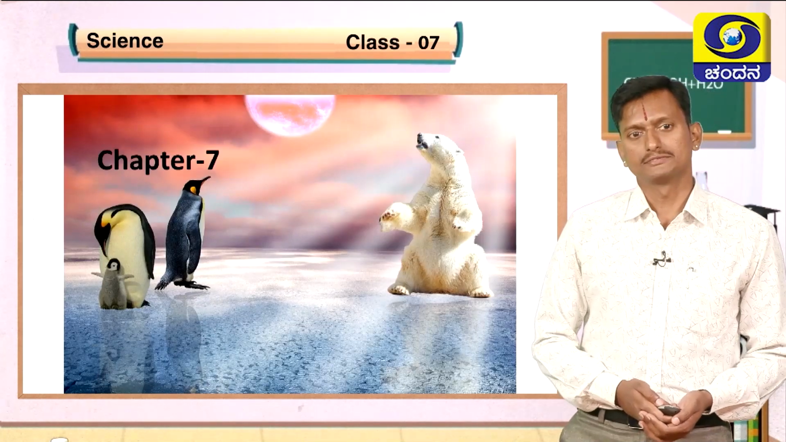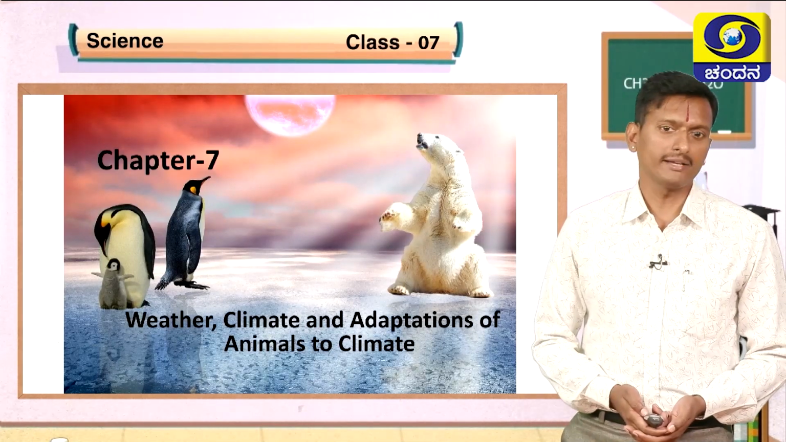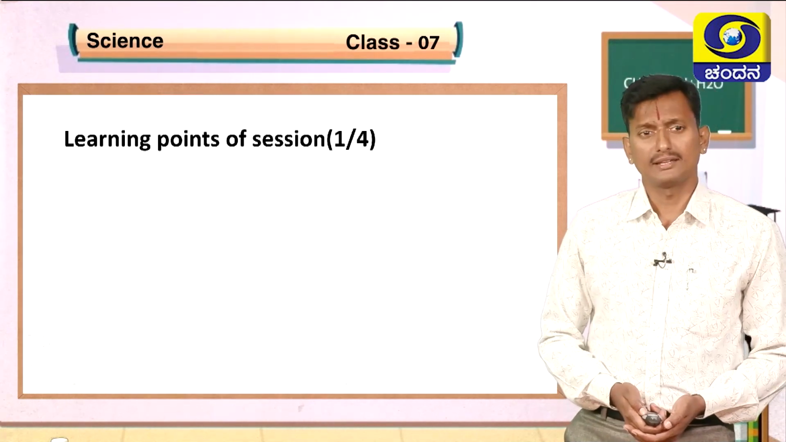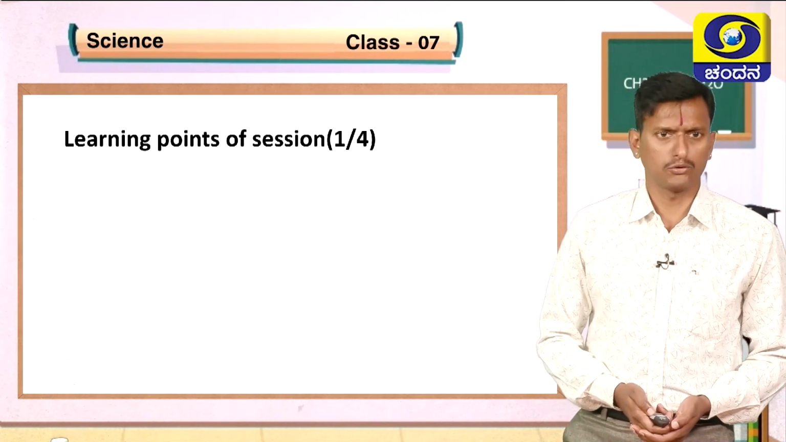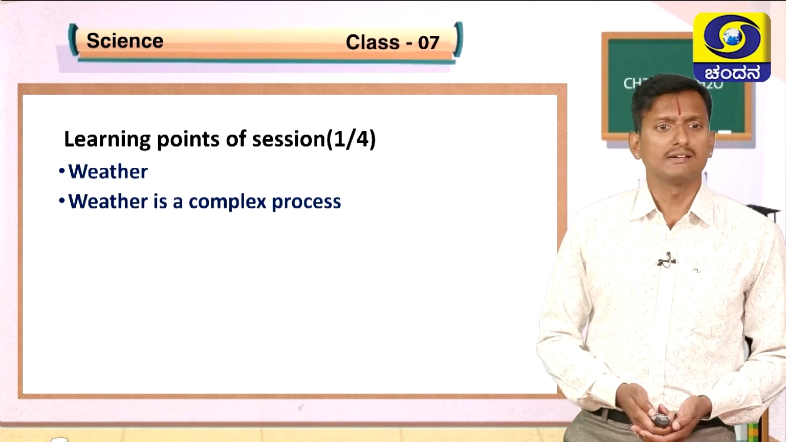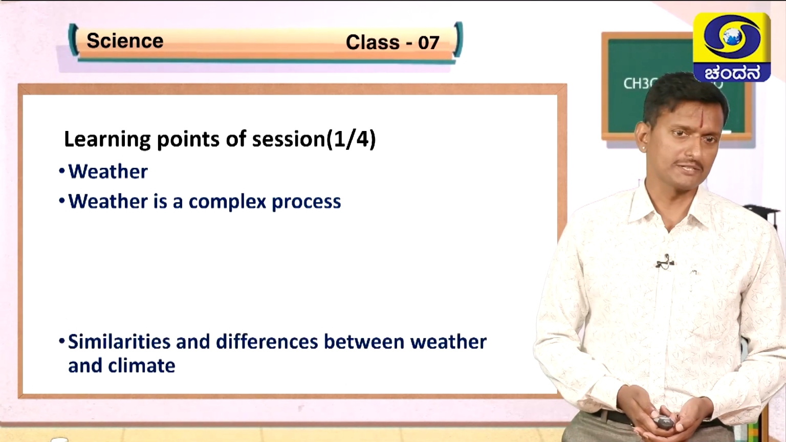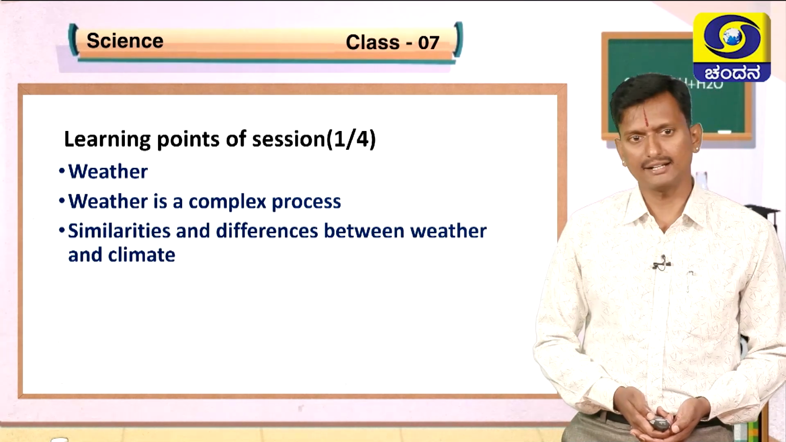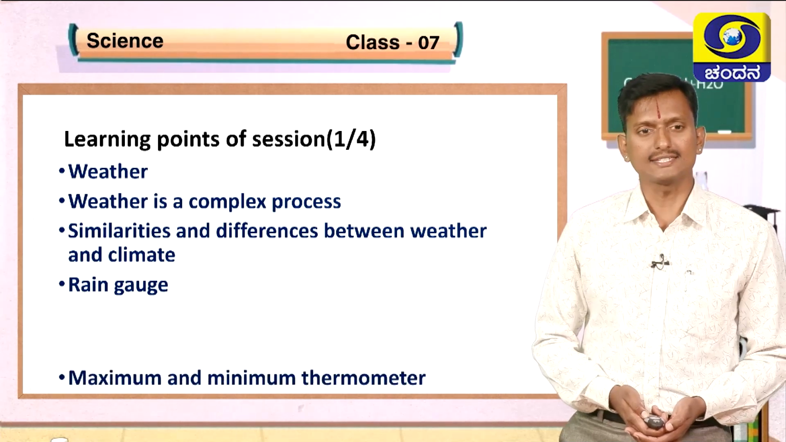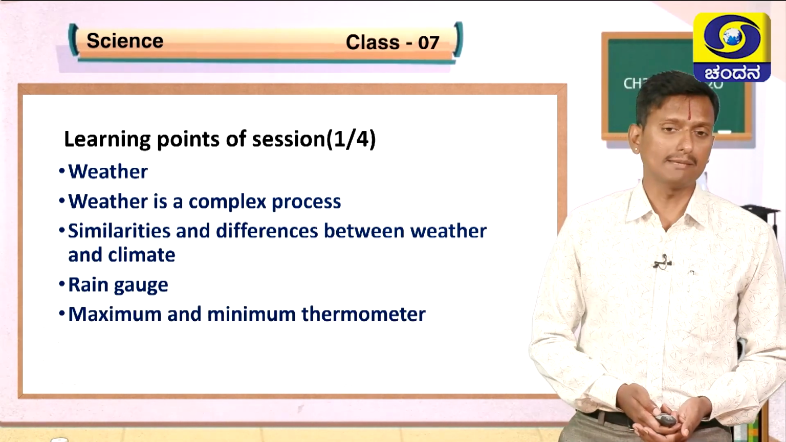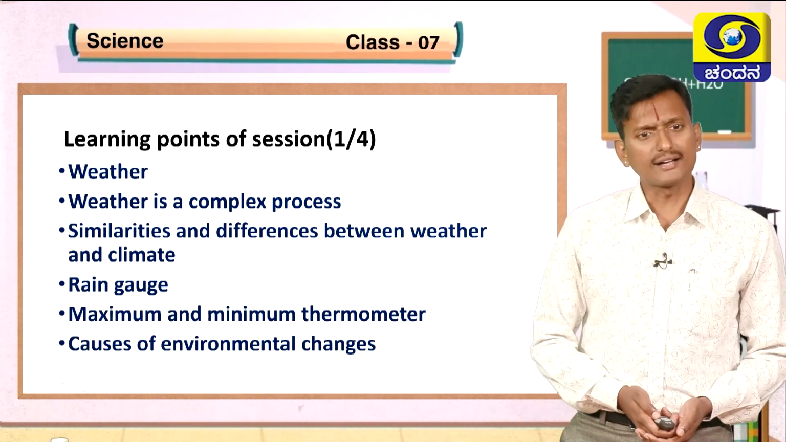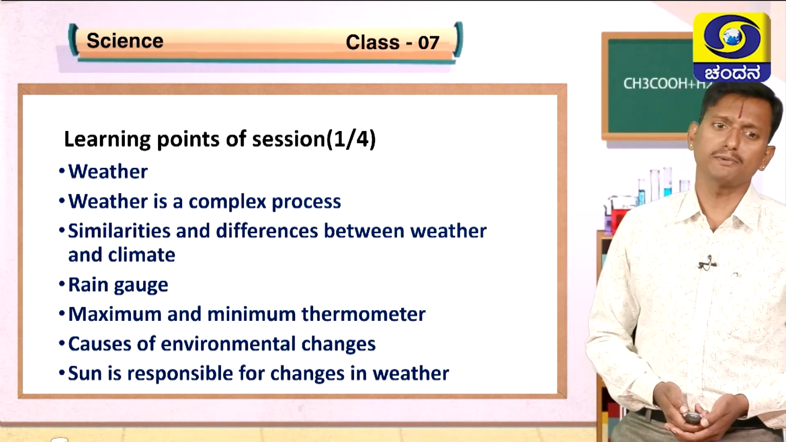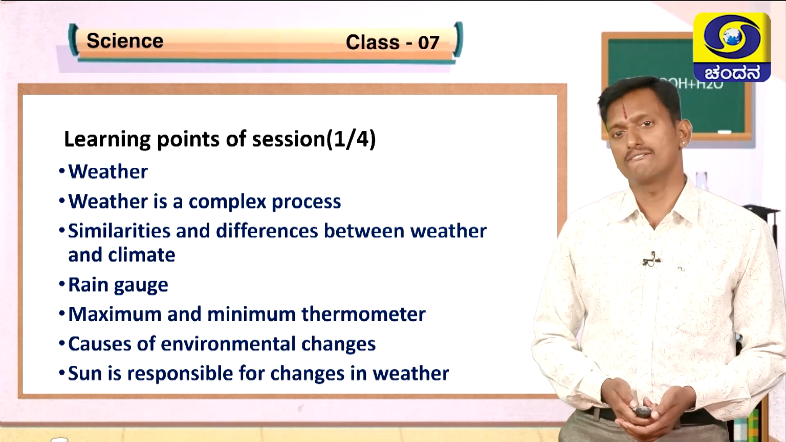Chapter 7: Weather, climate and adaptations of animals to climate. Learning points of session 1 of 4 is weather. Weather is a complex process. Similarities and differences between weather and climate, rain gauge, maximum and minimum thermometer, causes of environmental changes. The sun is responsible for changes in weather.